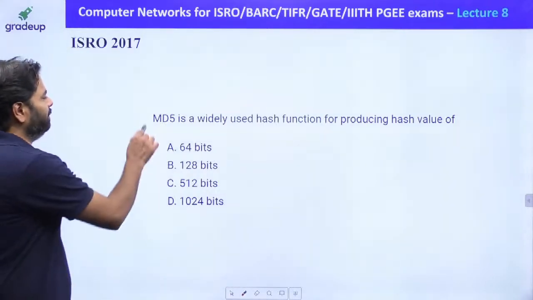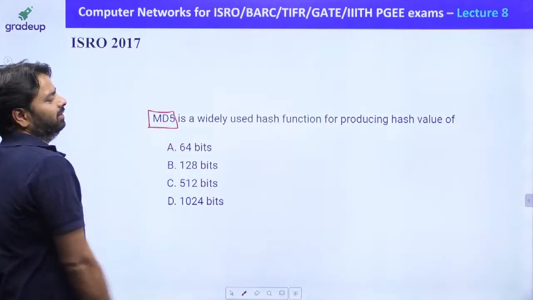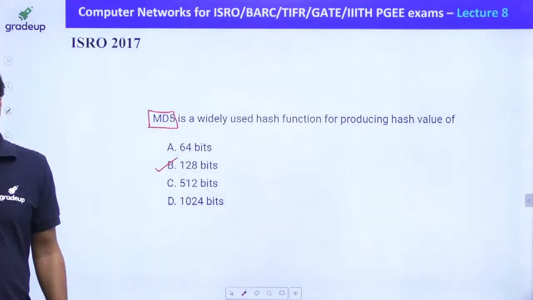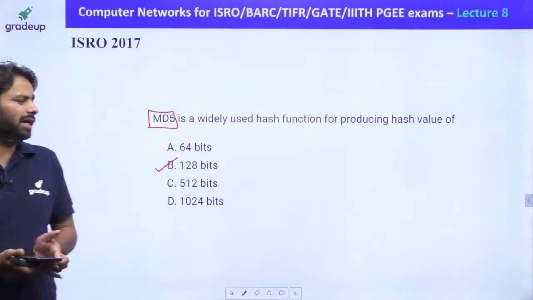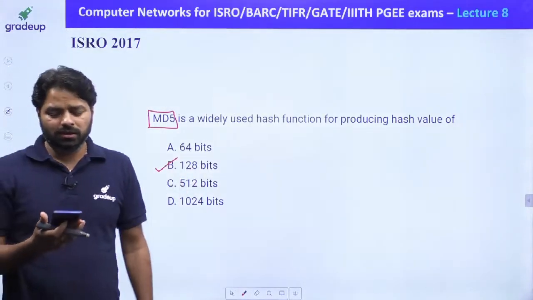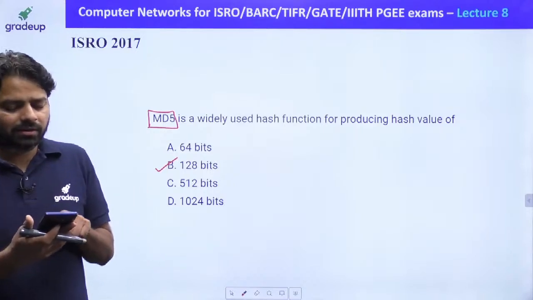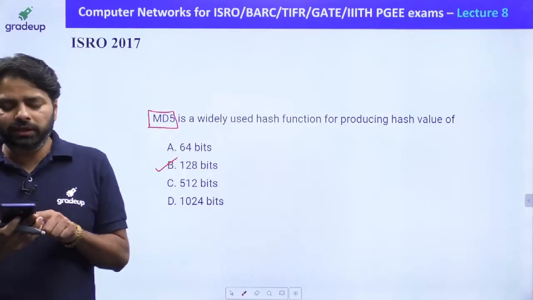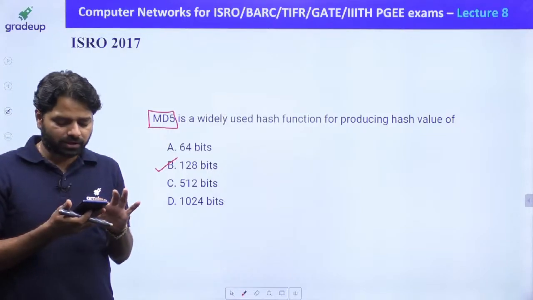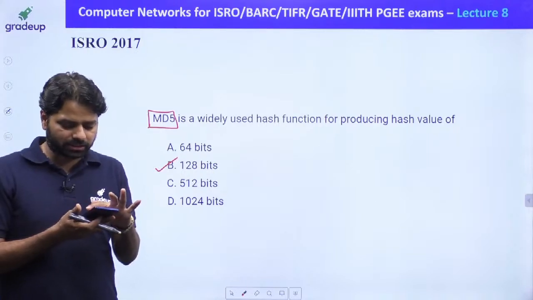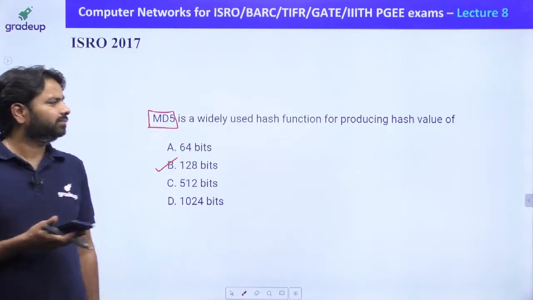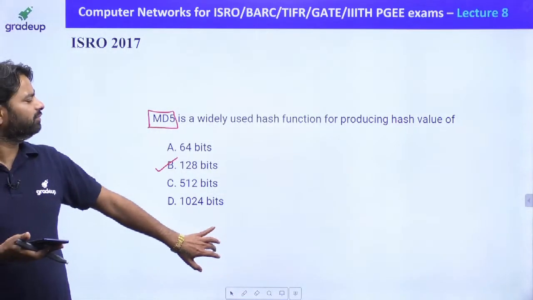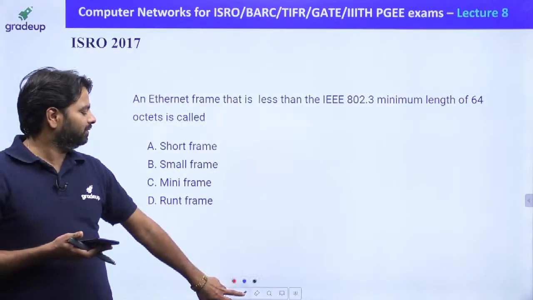Remember, MD5 is going to produce 128 bits. It's going to produce a hash value of 128 bits. If anybody is not aware of that, remember this point: MD5 is a very famous technique. 128 bits, message digest. They're not asking to apply anything, just 128 bits.